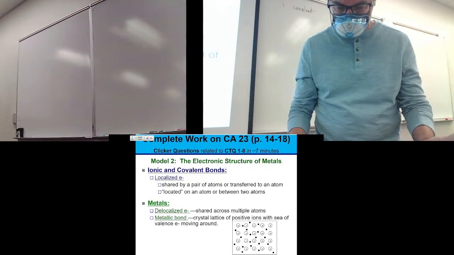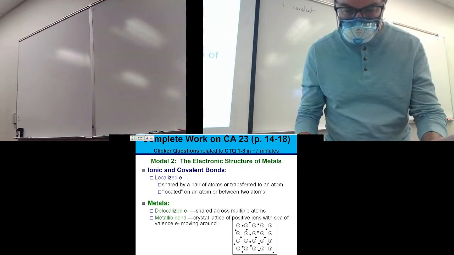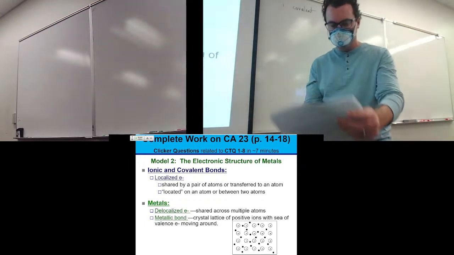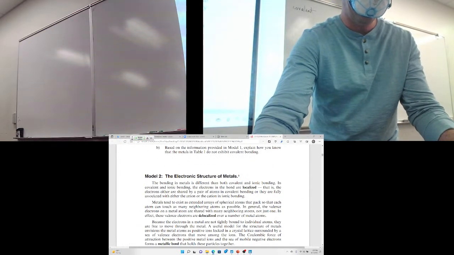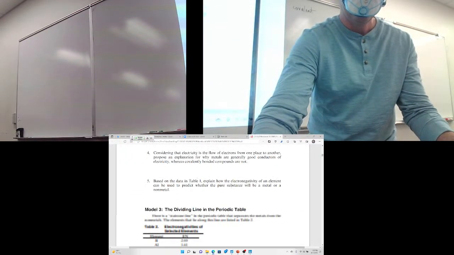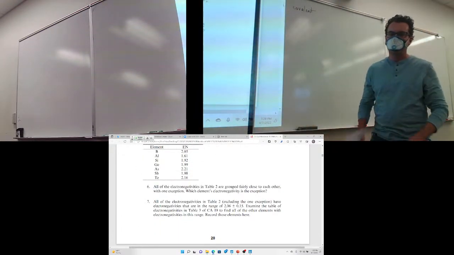What else do we have? We're doing up to 8, right? Yeah. Okay. Number 6. All of the electronegativities in table 2 are fairly grouped close together. Which element's electronegativity is the exception?